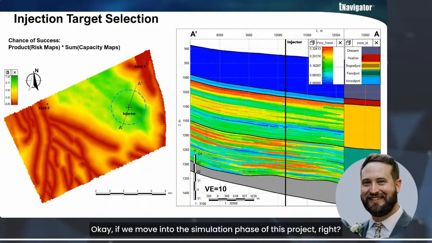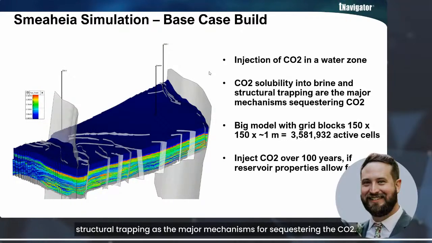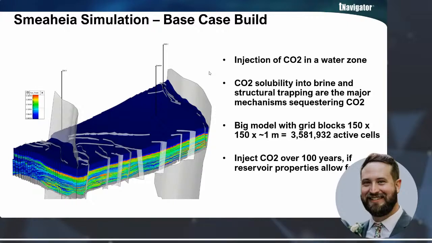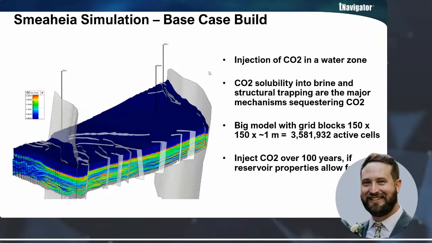Okay, if we move into the simulation phase of this project, we're going to be injecting CO2 into water zones. So we're going to be looking at CO2 solubility into brine, as well as structural trapping as the major mechanisms for sequestering the CO2. And like I mentioned, it's nearly 3.6 million cells, so it's a pretty big model for simulation. We're going to inject CO2 over 100 years. So the injection phase will be over the first 30 years, and then it'll just be monitoring over the remaining 70 years.